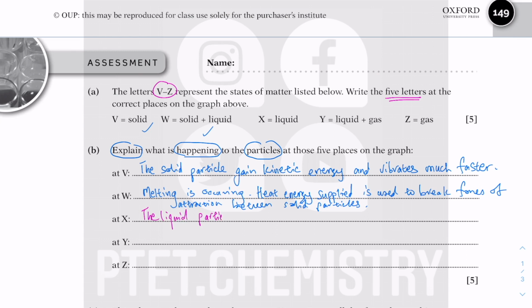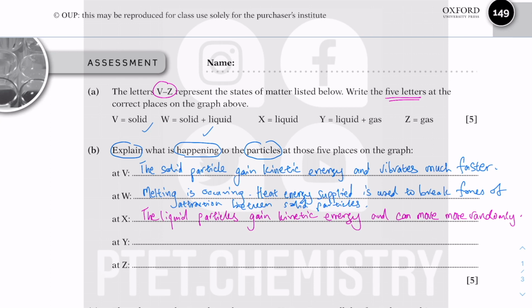At X, when it's already entirely a liquid, the liquid particles gain kinetic energy and can move more randomly. Since they have more energy, they can move around more randomly and also faster as well.